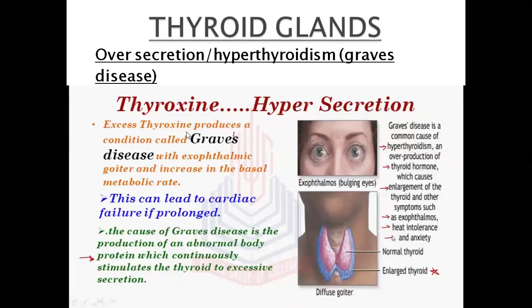If we don't deal with this disease, it can also cause death. The cause of Graves' disease is the production of an abnormal body protein which continuously stimulates the thyroid to excessive secretion, and hence its rate gets increased, and it causes these problems.